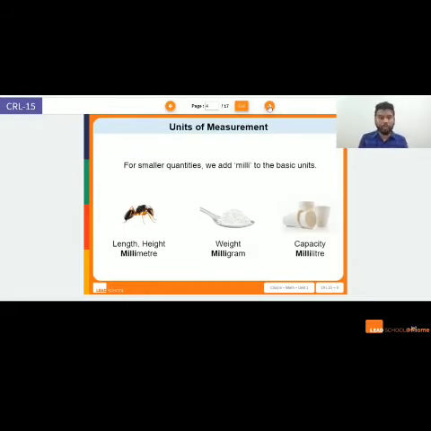Similarly, for smaller units, we add milli to the basic units. So kilo means large, milli means small. When I'm measuring the length and height of very small objects, like the length of my nails, small distances, I will talk in terms of millimeters. When I'm measuring small weights, I will talk in milligrams, correct? Like the small packets you find in shops. When I'm talking about small capacities, I will talk in milliliters, like syringes, injections. You see the small ones, they're all measured in milliliters.